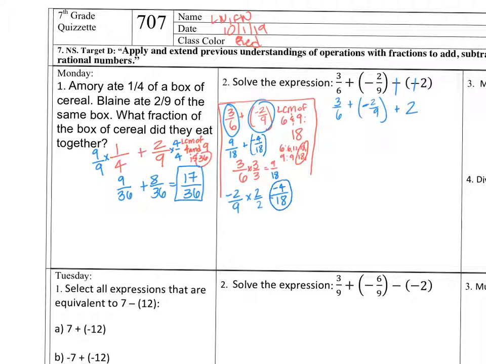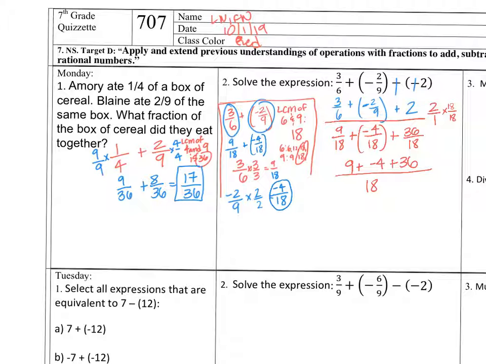So my problem has now turned into 9/18 plus -4/18 plus, why don't we just turn 2 into a version of 18ths. So 2 over 1, what do I multiply to 1 to get me 18? And it's 18. When I multiply at the top, what I multiply on the denominator, I have to do the top. 2 times 18 is 36. 1 times 18 is 18. Now I can just add straight across. Now I have 9 plus negative 4 plus 36 all over 18.